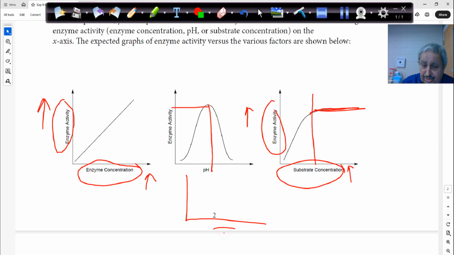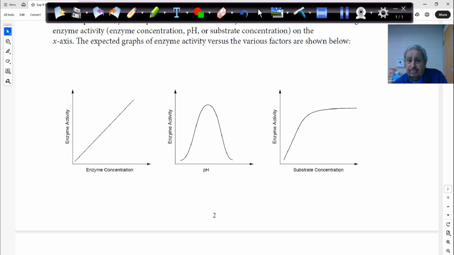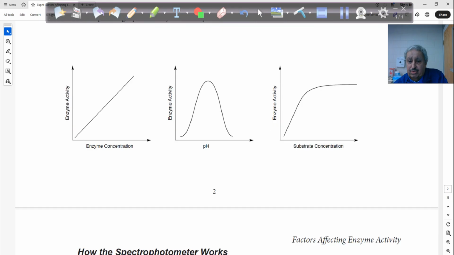Temperature here, if you put T, and here the enzyme activity is the same. You have to have optimum temperature. So we'll do those three, we'll not do the temperature. So let's start with the first one.